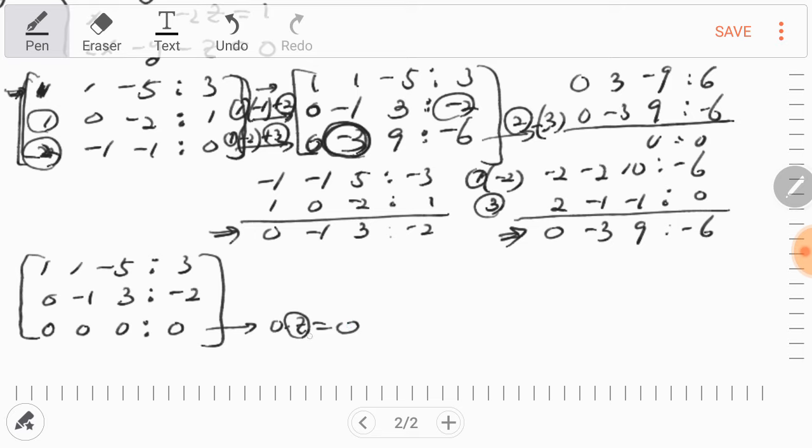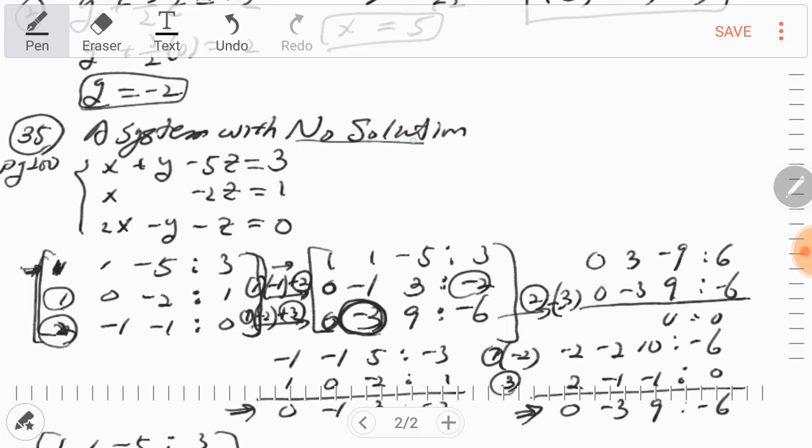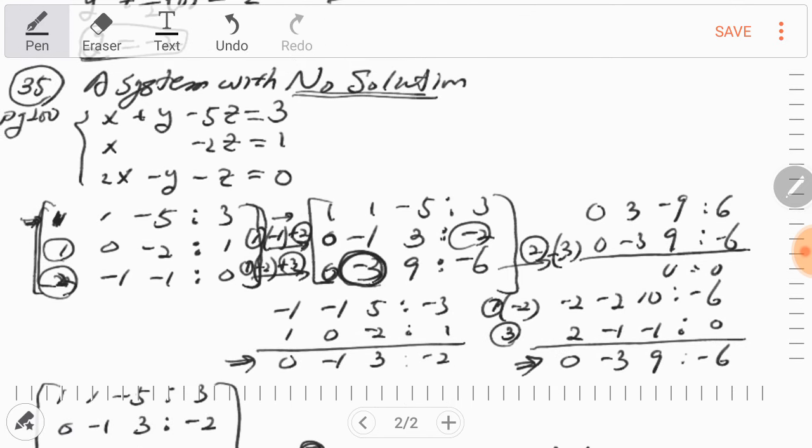So in this case, z can be any real number because 0 times something is 0. So this is always true. 0 equals 0 is always true, and z can be any real number. So in this case, there are infinitely many solutions. This is an example that has infinitely many solutions, not no solution, I'm sorry. This is the infinitely many solution case, if our calculation is correct.